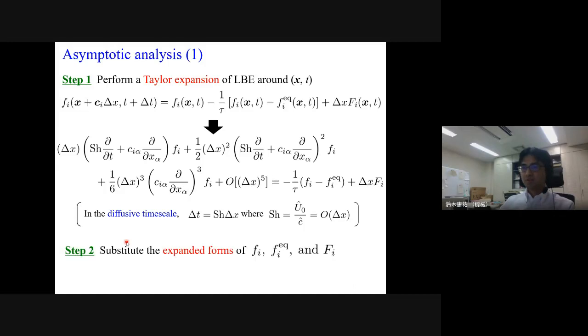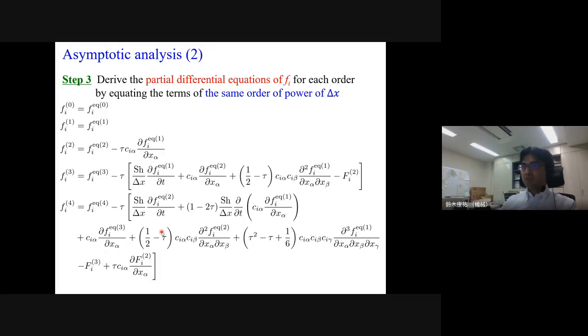Then step 2, we substitute the expanded forms of f_i, f_i^eq, and capital F_i into this equation. Then step 3, we can derive the partial differential equations of f_i for each order, 0, 1, 2, 3, and 4 by equating the terms of the same order of power of delta x from the previous equation.